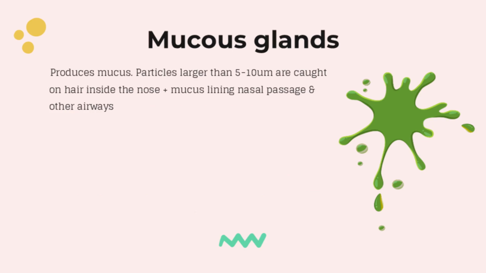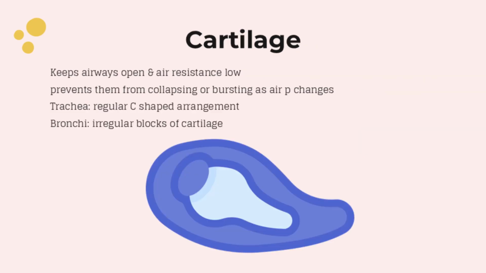Mucous glands. They produce mucus too. Particles larger than 5 to 10 microns are caught on hair inside the nose and the mucus lining the nasal passage and other airways. Cartilage. It keeps airways open and resistance low. It prevents the trachea from collapsing or bursting. The trachea has a regular C-shaped arrangement, while bronchi have irregular blocks of cartilage.